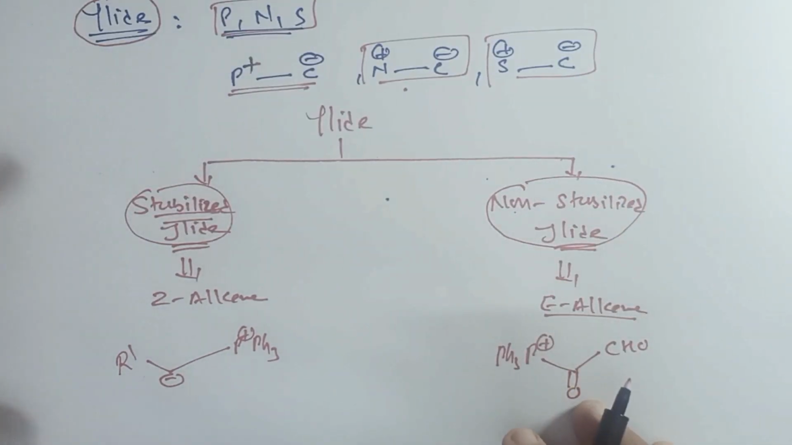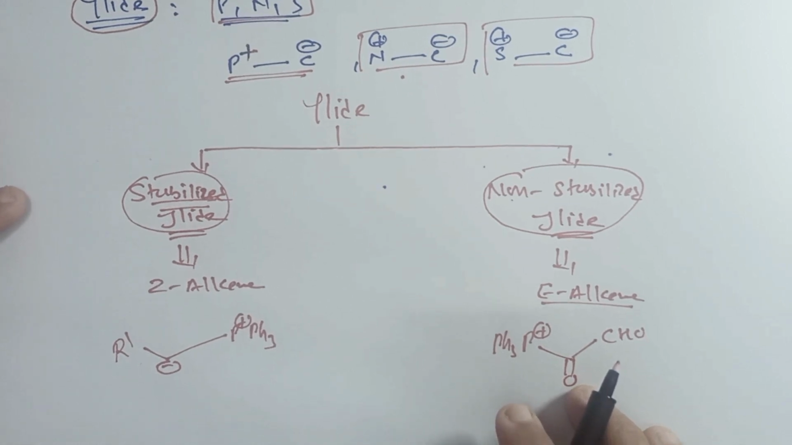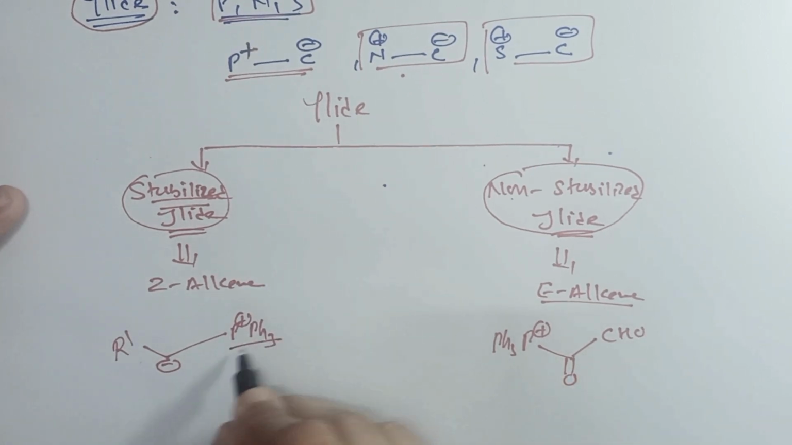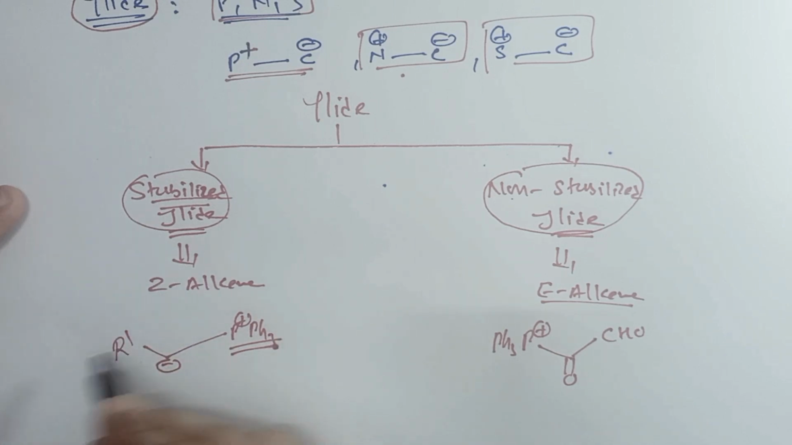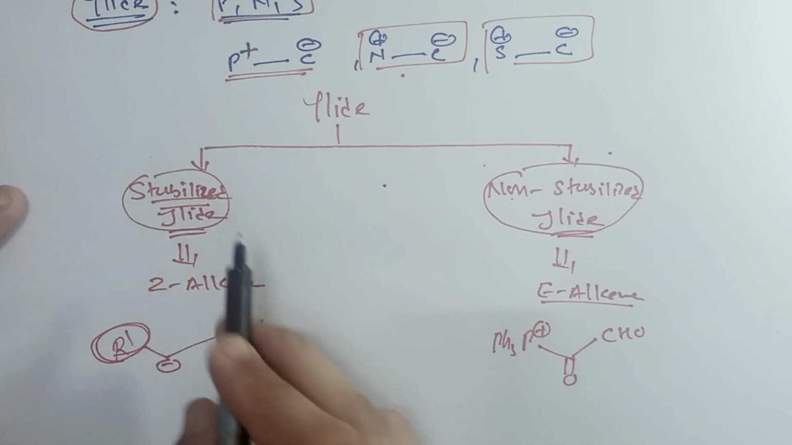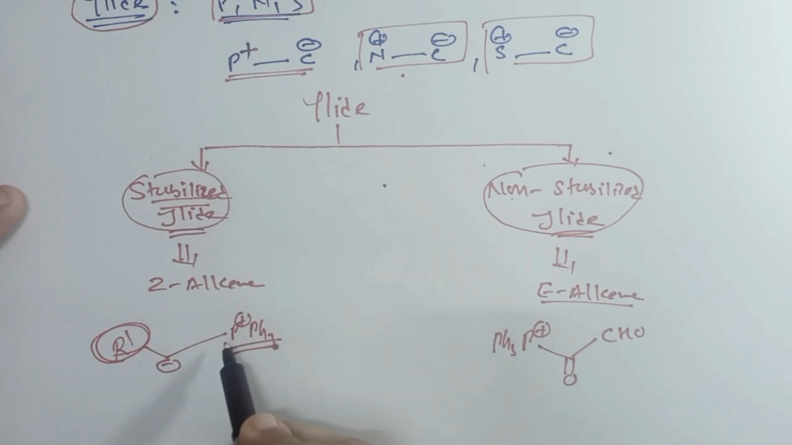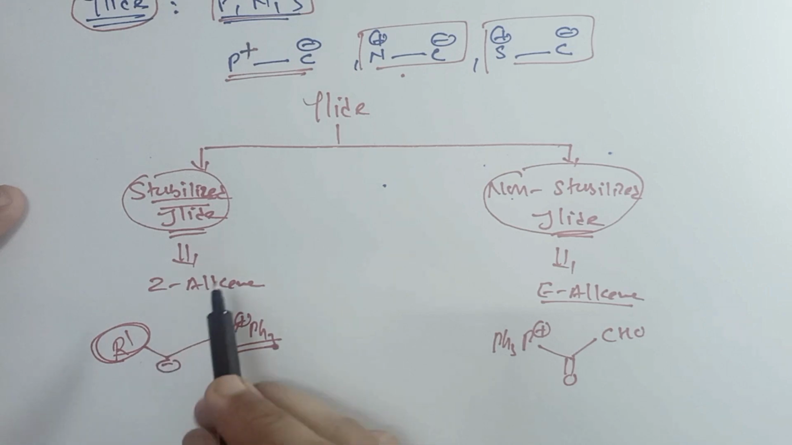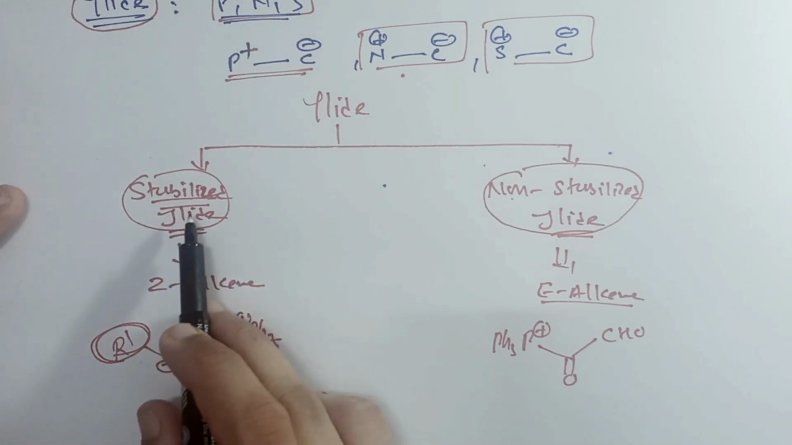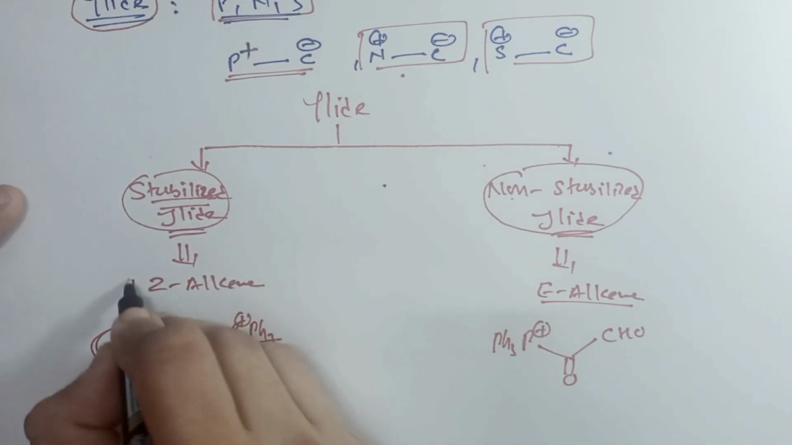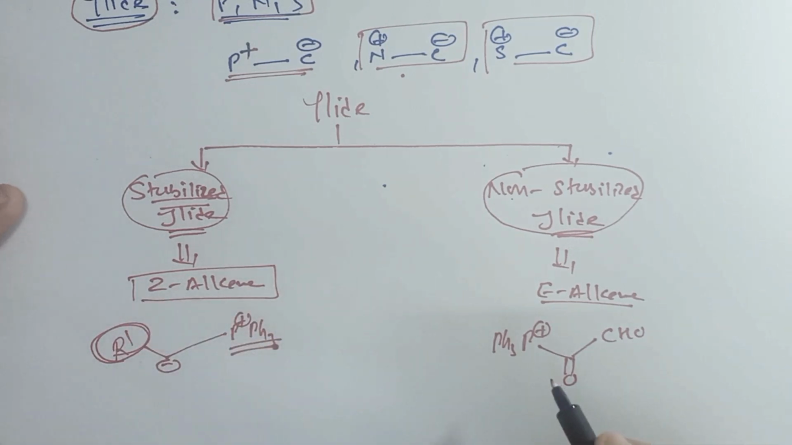Now what do you mean by the stabilized ylide and what do you mean by the non-stabilized ylide? Generally, when we have a phosphorus with no electron withdrawing group adjacent to it, that is known as a stabilized ylide. It means when we have an electron donating group adjacent to the phosphorus, it will produce a stabilized ylide and it will convert this group into the Z alkene.